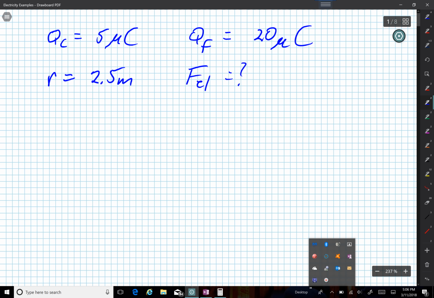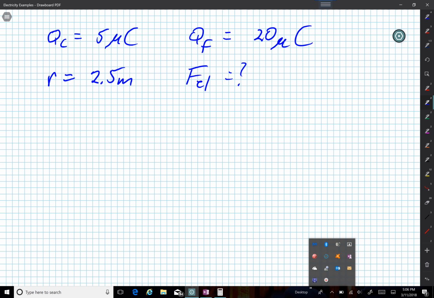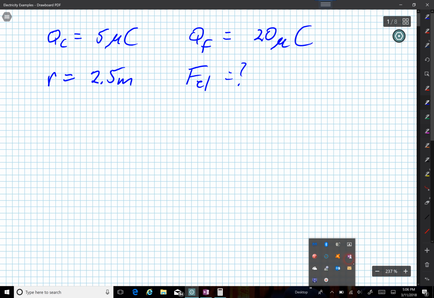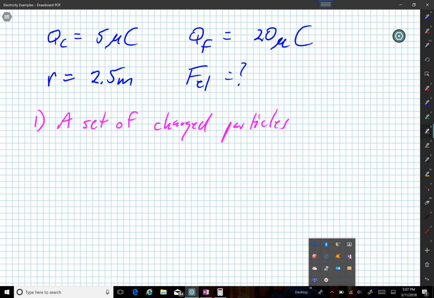And now here's where you need to understand that we have a couple of different kinds of problems only that we're going to be working with. This is to simplify things, but you have to be aware that there are these two different kinds of problems that we're going to be working with. One kind of problem is going to be a set of charged particles. Like this problem, we have two charged particles, a QC and a QF.